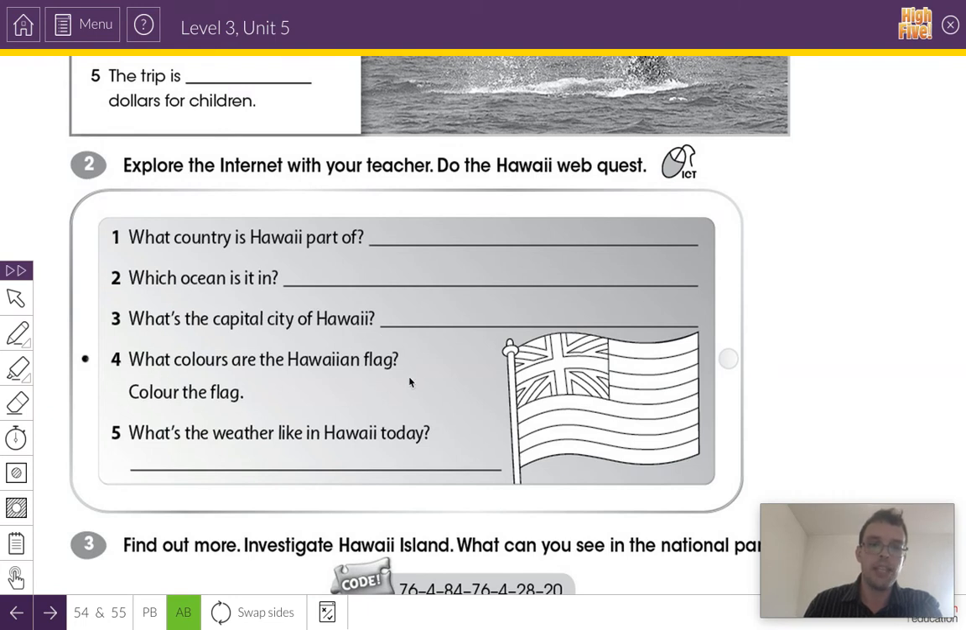What colors are the flag? And what's the weather like in Hawaii today? All you have to do is type these questions into Google and find the answer, okay? And you can also color the flag, the correct colors as well, okay?